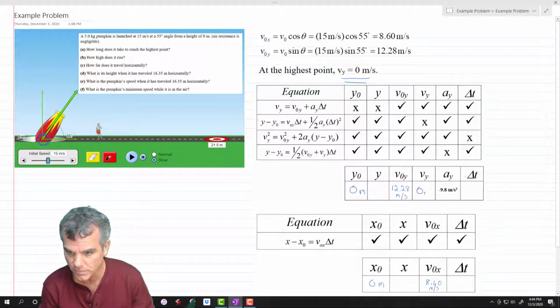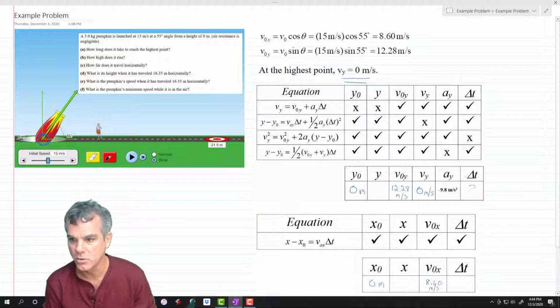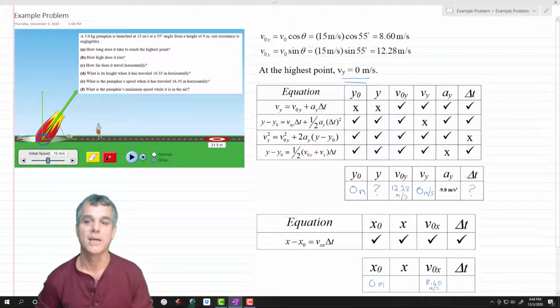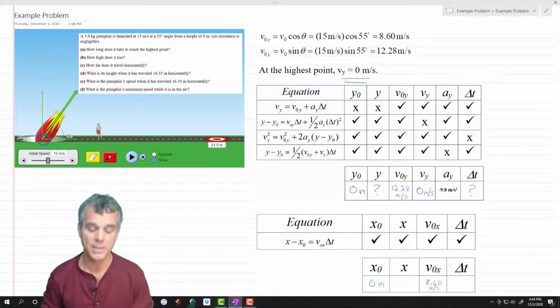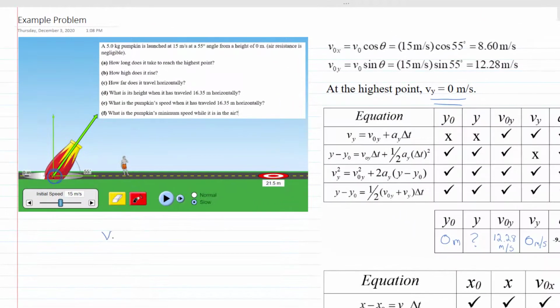So I have Vy is 0 meters per second. I do not know delta t, and I do not know y, which would be the height at the highest point. Well, the equation I'm going to use that has my known and unknown quantities, in this case we do not know delta t, is Vy equals V naught y plus Ay times delta t. We know at the highest point the velocity in the y direction is 0, so this equation reduces to 0 equals V naught y plus Ay times delta t.